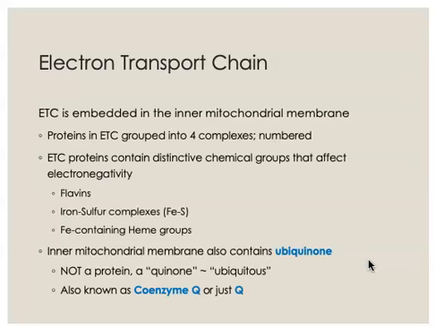Now, just to make things a little more confusing for us, ubiquinone also goes by the name coenzyme Q. And some references just call it Q. So all three of those mean the exact same thing: ubiquinone, coenzyme Q, or just plain Q. The next time you go into a drugstore, go over to where the vitamin mineral supplements are, and you'll find coenzyme Q sold as a nutritional supplement.